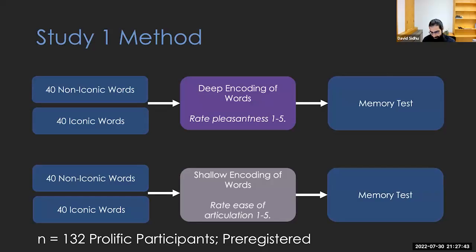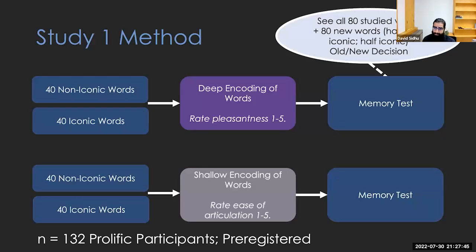Then they got a memory test, which was a typical recognition task where they saw all 80 words once again, and 80 new words in a random order. And these 80 new words were themselves half non-iconic, half iconic. And for each one, the participant just said, is this old or new? Have they seen this word before?